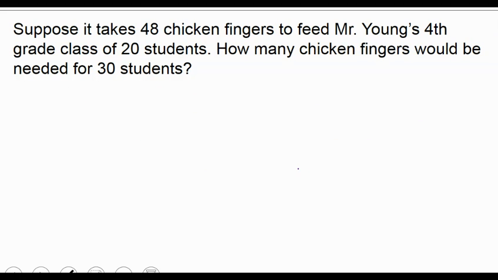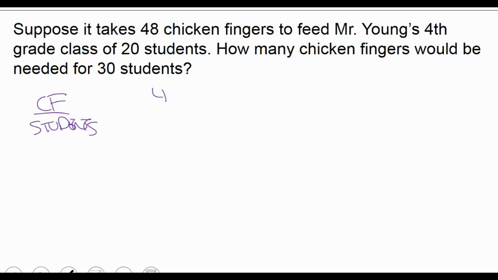Suppose it takes 48 chicken fingers to feed Mr. Young's 4th grade class of 20 students. How many chicken fingers would be needed for 30 students? So this is another where I'm going to set up my proportion. First thing I'm going to do is decide what's going to be on top and the bottom. So this one, we have chicken fingers and we have students. So I'll say chicken fingers on top, students on the bottom. And you just need to be consistent there.